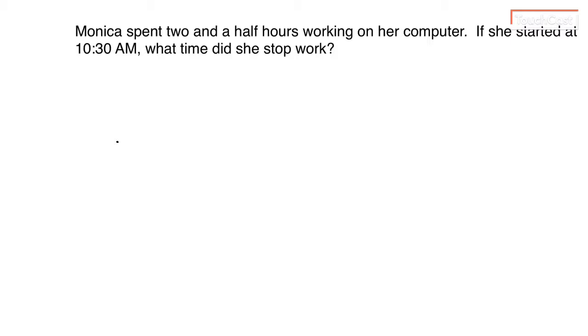So there's two ways you can do it. You can use a clock and look at a clock to solve this, and you could also do it mathematically, and eventually you'll do it in your head. So what I want to know is, what time is it when I start? So here's the problem. Monica spends 2.5 hours working on her computer. If she started at 10:30 a.m., what time did she stop?